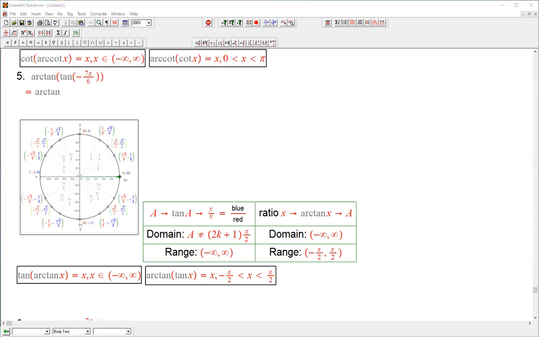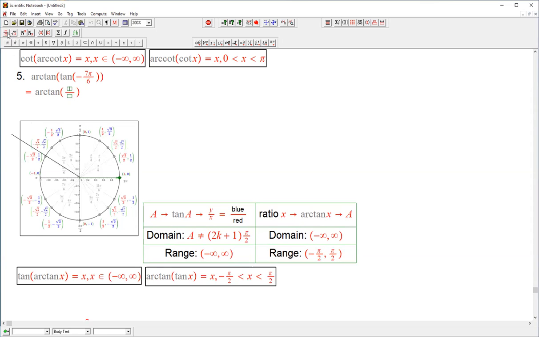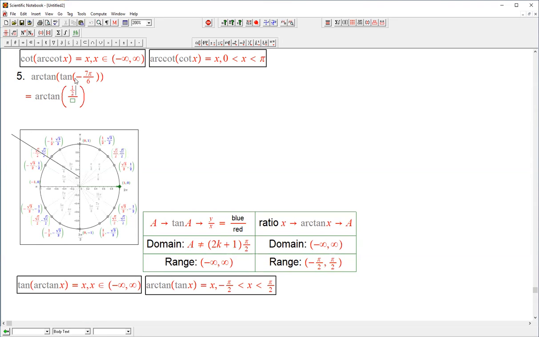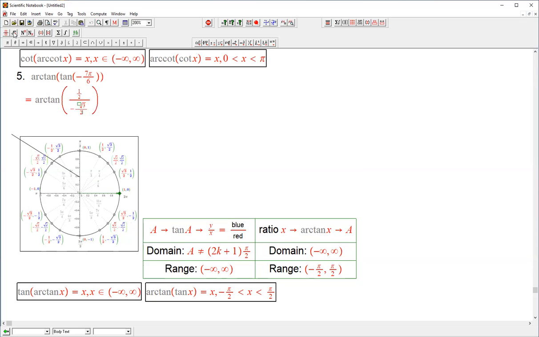ARD. We're going to measure from center position clockwise 7 pi over 6, and here's the terminal. Blue divided by red. Blue is positive, red is negative, right? So we're going to put in a half divided by negative √3 over 2, right?